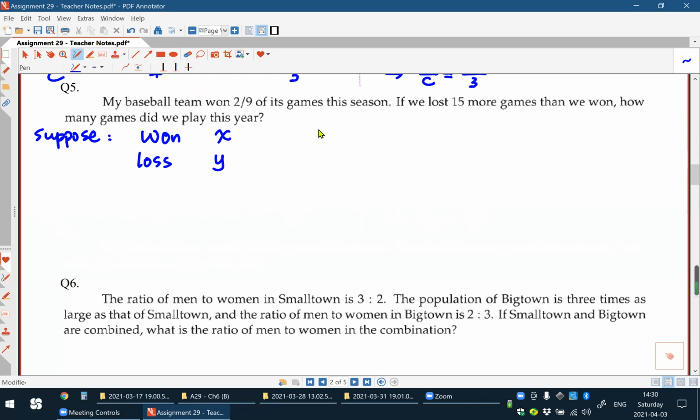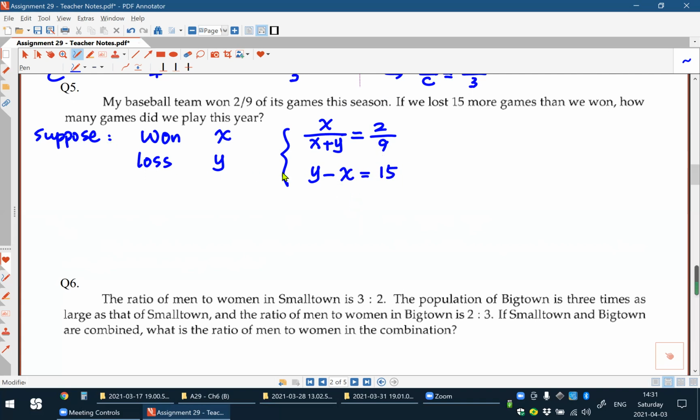So what do we know here? We know that x over x plus y is 2/9, right? Because it says we won 2/9 of the games this season. That means x over the total number of games, which is x plus y, is 2/9, right? And also we know that we lost 15 more games than we won. So that means lost minus won is 15, right? So there are 2 equations and 2 variables.